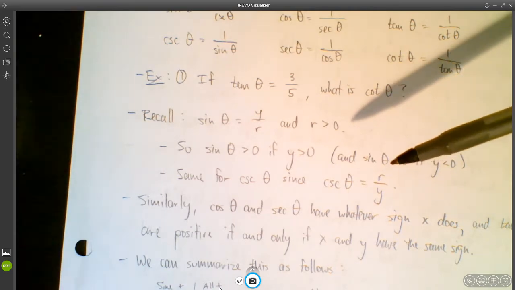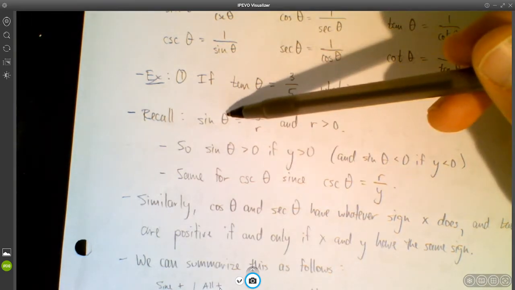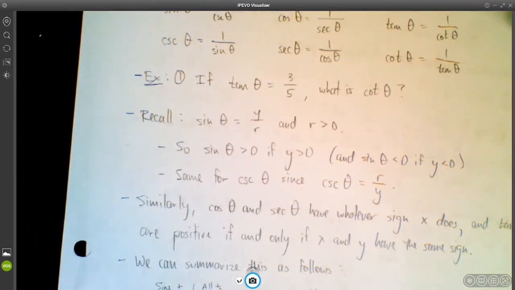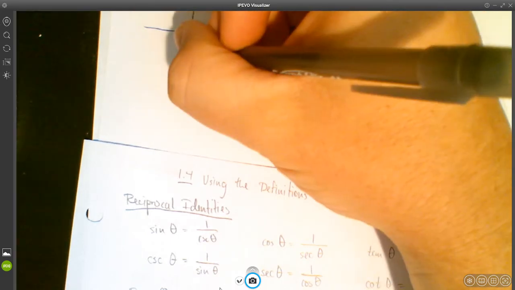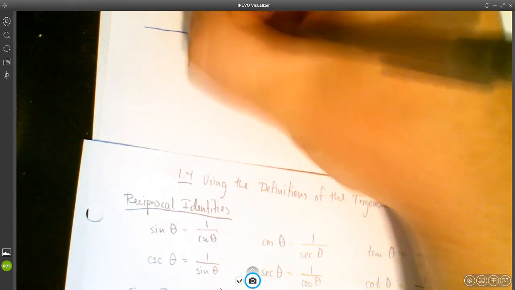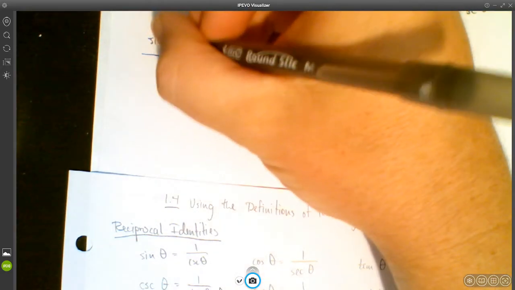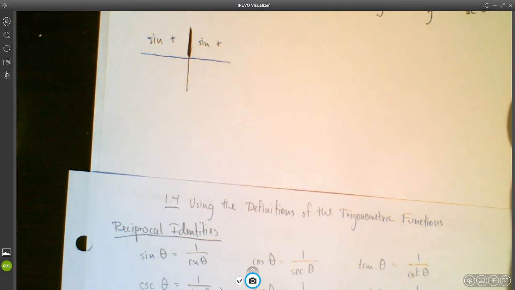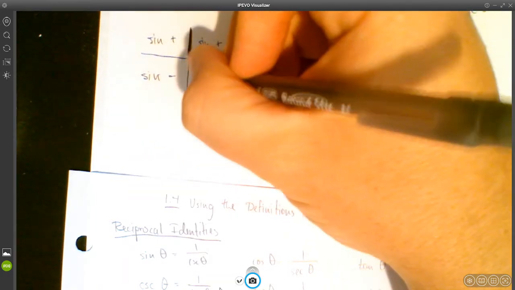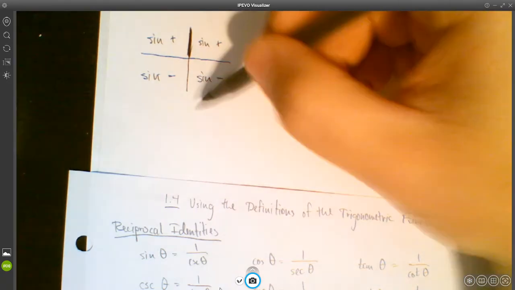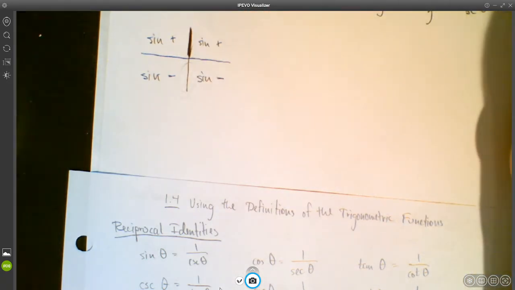Okay? And so what that tells you is that if you're looking at this in terms of quadrants, sine is going to be positive here in quadrant 1 because this is where our y values are positive. So sine is going to be positive in quadrant 1 and in quadrant 2, because this is where the y values are positive. Whereas in quadrants 3 and 4, sine is going to be negative because y is negative in quadrants 3 and 4.